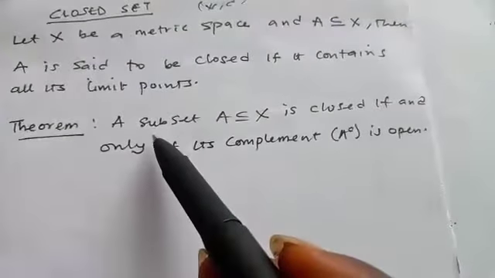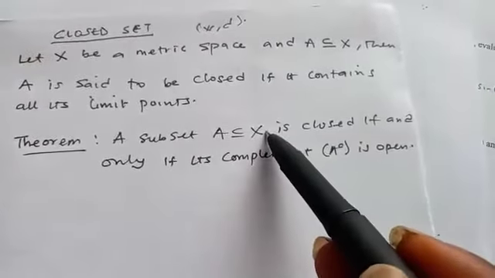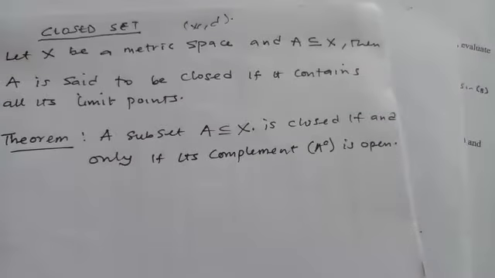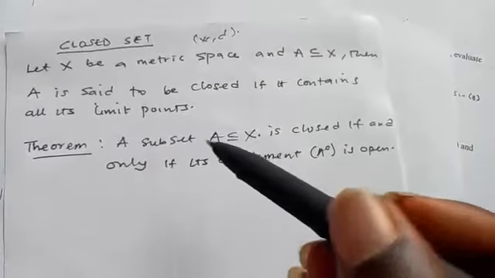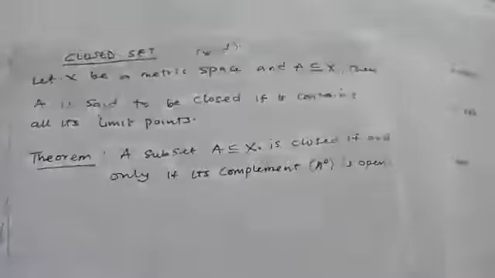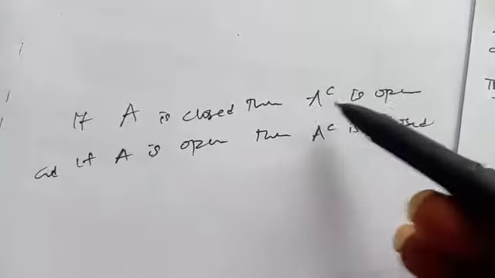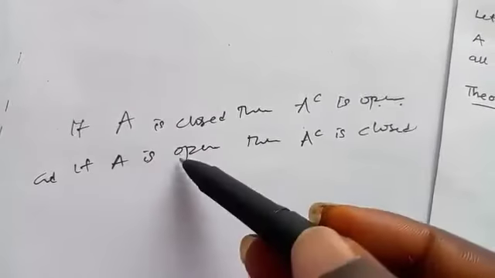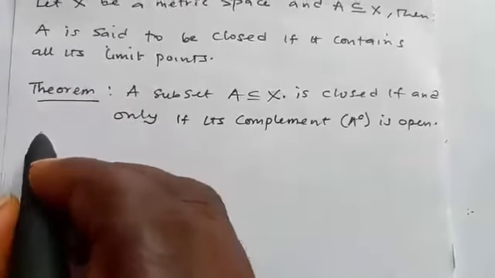A subset A of a metric space S is closed if and only if its complement is open. Although it's a theorem, we can also take it as a definition. What this theorem is saying is that if A is closed, then A complement is open. Also, if A is open, then A complement is closed. So let us prove the theorem.